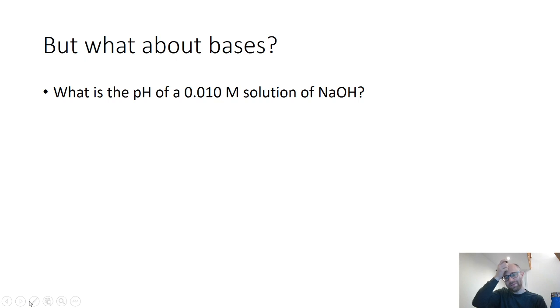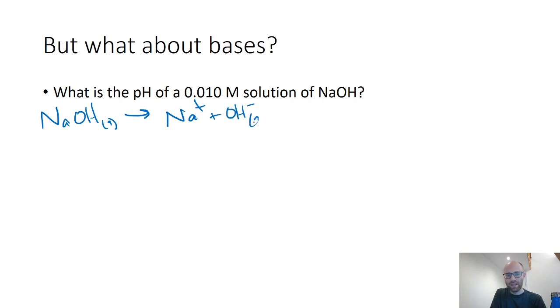Now, if we wanted to figure out the pH of a base, this seems a little bit counterintuitive because we know that sodium hydroxide will dissolve to make Na plus OH minus. If we wanted to figure out the pH, how do we figure out the pH when there's no H? I don't see any H's. I see hydroxides, but I don't see any H pluses.